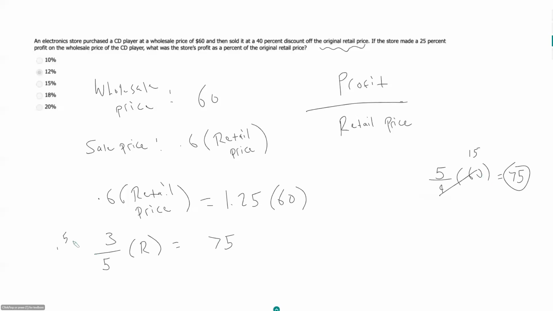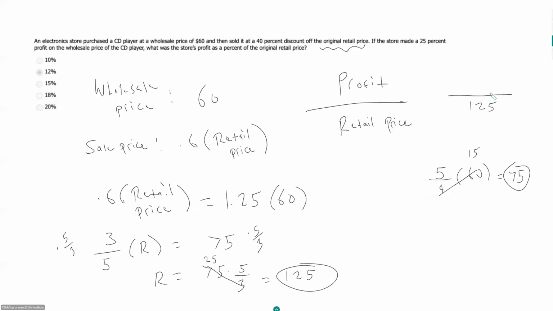Multiply each side by 5/3. R is equal to 75 times 5/3. 75 divided by 3 is 25. 25 times 5 is equal to 125. So we got our retail price here is 125.